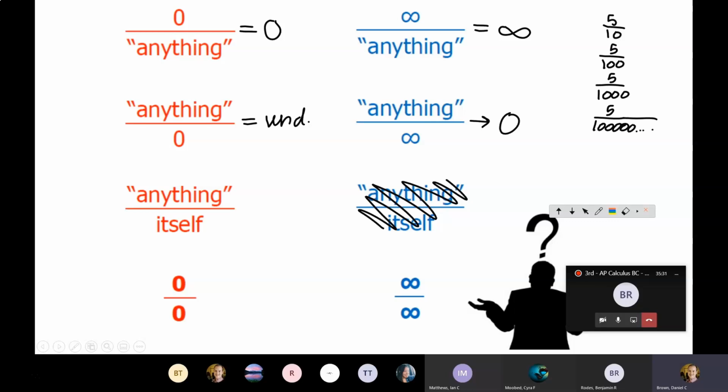And then this last one, if I have anything divided by itself in math, what is that going to give you? 1. That's the easy one.